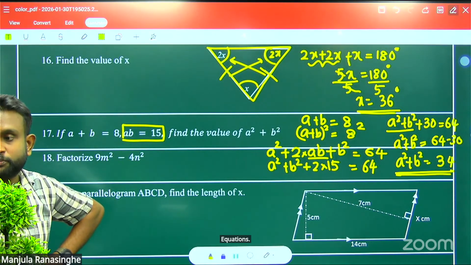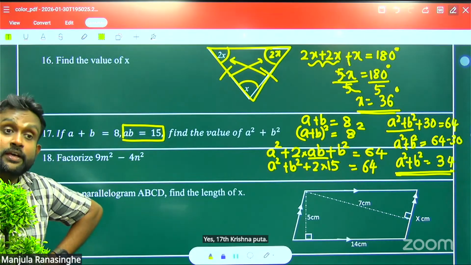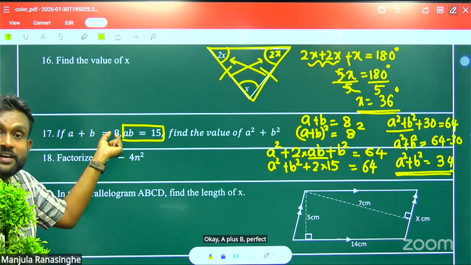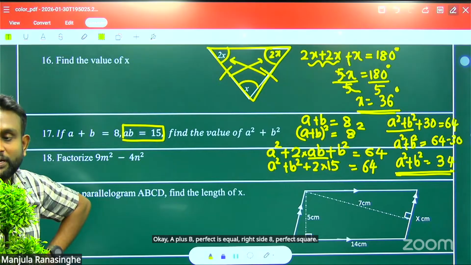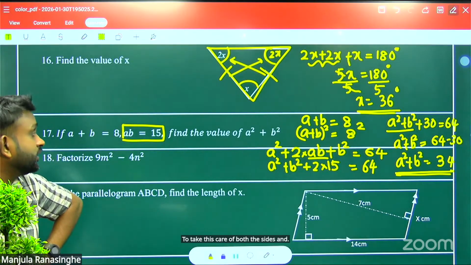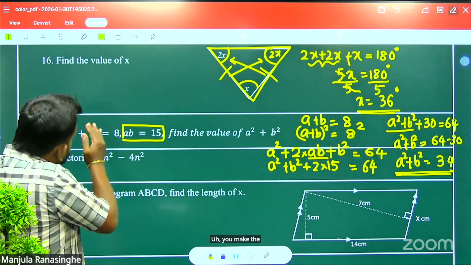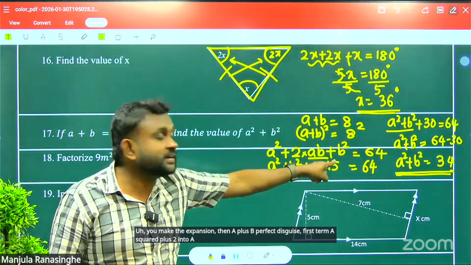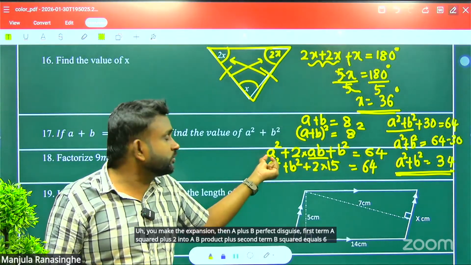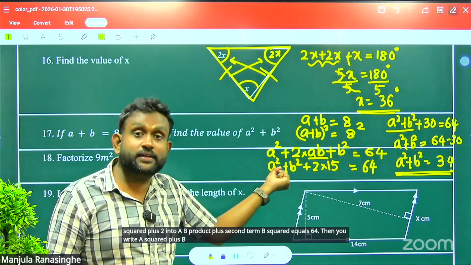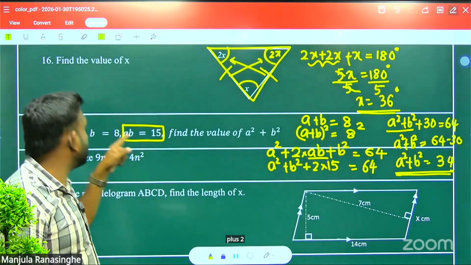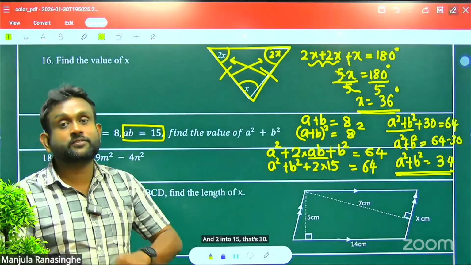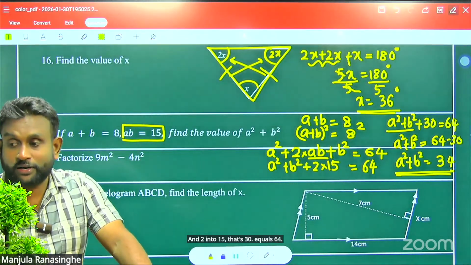Here in the 17th question, what we did, we took the square of both sides. Okay, (a plus b) perfect square equals right side 8 perfect square. You take the square of both sides and make the expansion. Then (a plus b) perfect square is first term a squared plus 2 into ab product plus second term b squared equals 64. Then you write a squared plus b squared plus 2 into ab. ab is what? ab is 15. And 2 into 15, that's 30, equals 64. Then you isolate a squared plus b squared there.